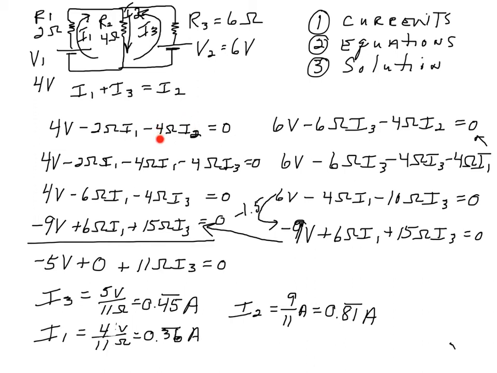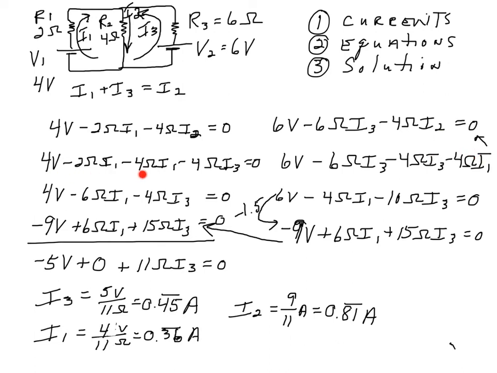Okay, now we're at the solution part, right? We have the 3 equations, 1, 2, 3, and the rest is linear algebra. So here's I2. I substitute in for I2, I1 and I3. And so the negative 4 ohms times I1, negative 4 ohms times I3 eliminates I2. And I do the same thing over here. I2 goes to I3 plus I1.